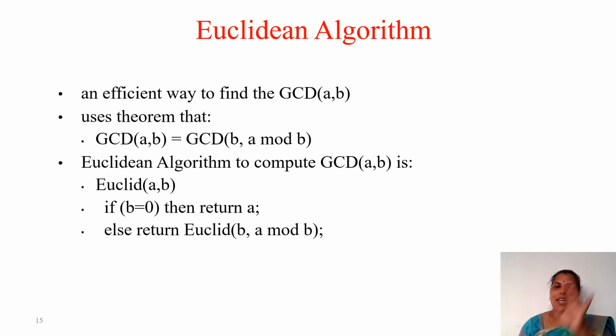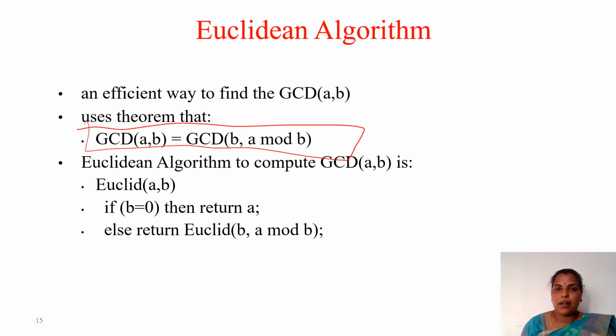Next is the Euclidean algorithm. Already we have seen the example of this Euclidean algorithm to find the GCD of two numbers. Mainly, the Euclidean algorithm is to find the GCD of two numbers. It is an efficient way to find the GCD of two numbers. Here we use the algorithm GCD of a comma b equal to GCD of b comma a mod b.